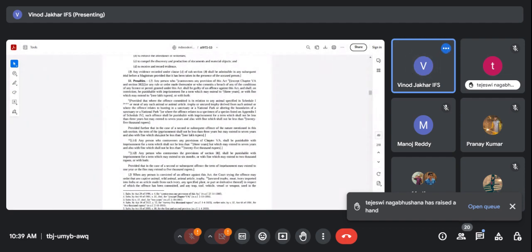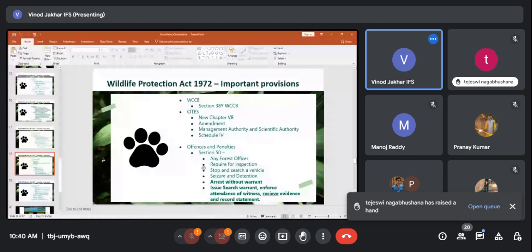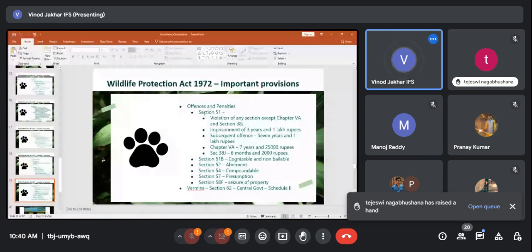For penalties, let's go to this because I have made it simple there and organized. Section 51 describes the penalties. If you violate any section of this act, the punishment is imprisonment of 3 years and 1 lakh rupees. You can be jailed for 3 years. The final punishment, after conviction, is 3 years.